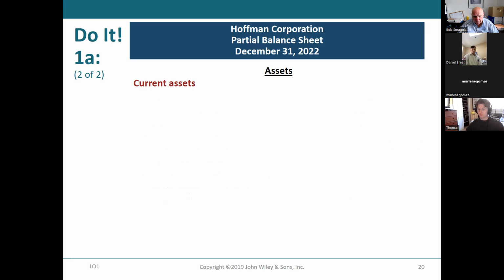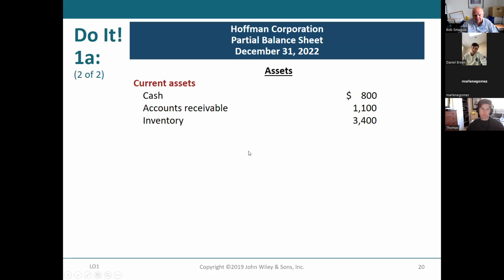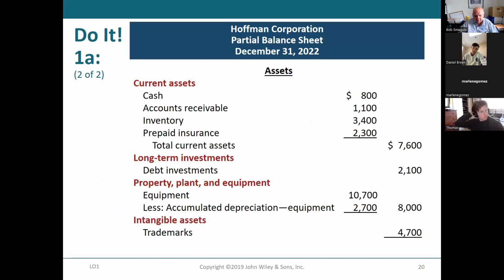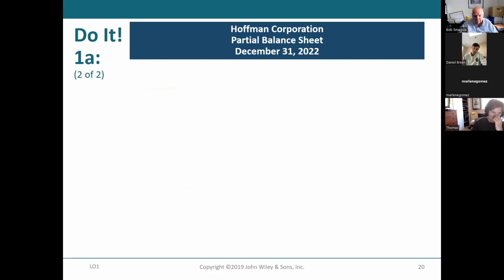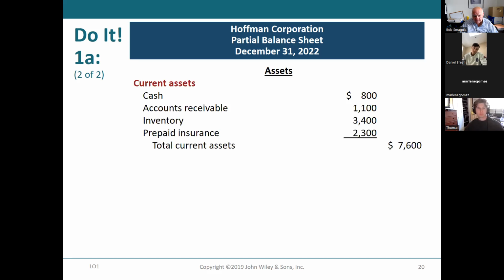What else do they want us to do? Well, we got to figure out what else is up there. Looks like we have some intangibles. We took care of the prepaid insurance, the inventory, cash, equipment. I see trademarks. Those have to go on there as other assets or intangible assets. And there you go. There's the balance sheet section for assets. For assets. Yeah, they just wanted to do the asset section.